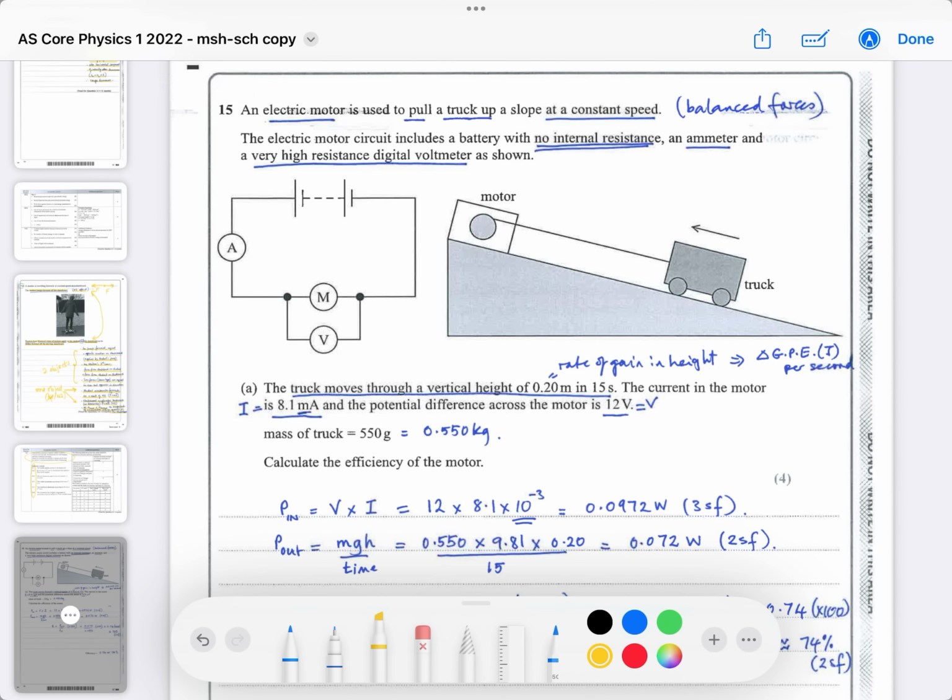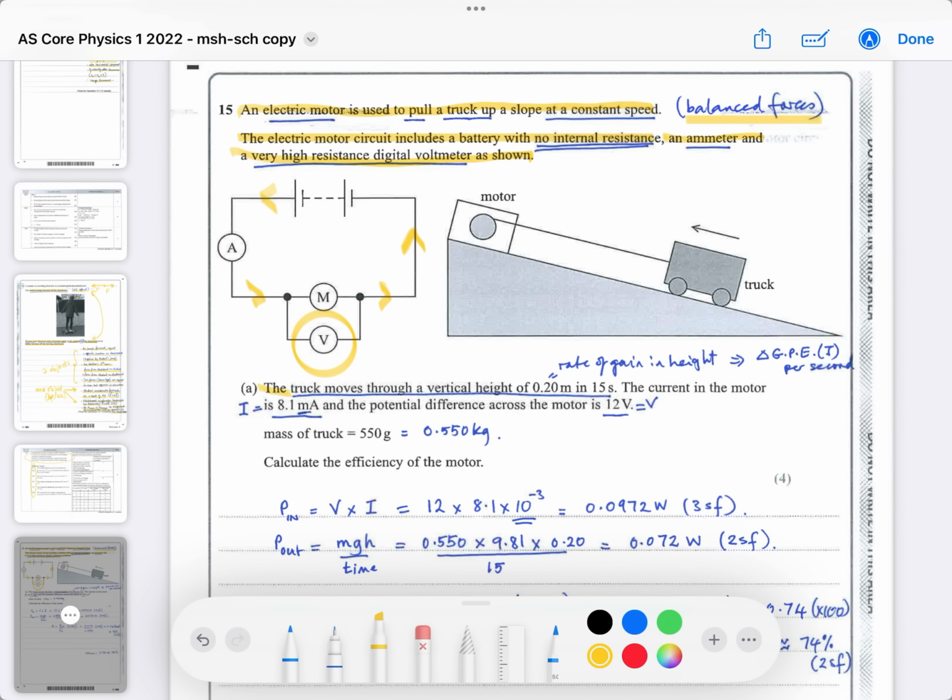So, question 15: an electric motor is used to pull a truck up a slope at constant speed. Whenever they say constant speed, they're talking about balanced forces, so it's going to be Newton 1. The electric motor circuit includes a battery with no internal resistance, an ammeter, and a very high resistance digital voltmeter. Remember, good voltmeters have high resistance, so they don't take much current from the main part of the circuit where you want the current to flow. If they did take current, they would actually affect the current they're meant to be measuring.